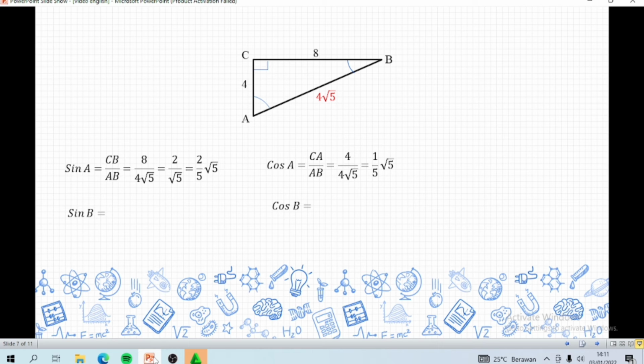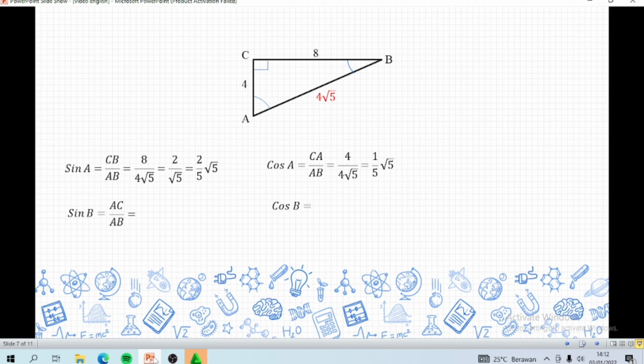For sin A equals CB divided by AB equals 8 divided by 4 times square root of 5 equals 2 divided by square root of 5 equals 2 divided by 5 times square root of 5. For cos A equals CA divided by AB equals 4 divided by 4 times square root of 5 equals 1 divided by 5 times square root of 5.